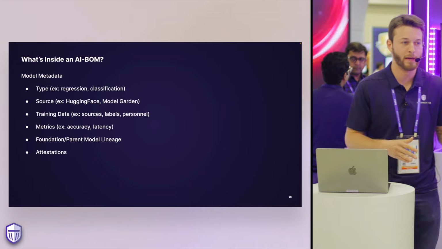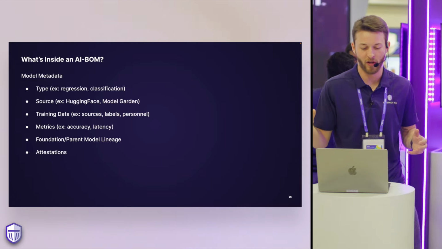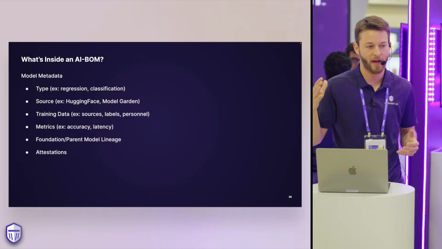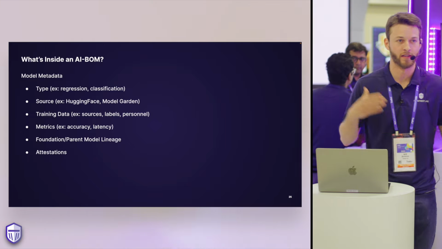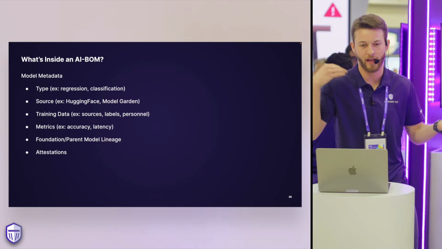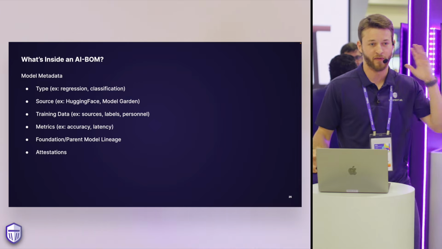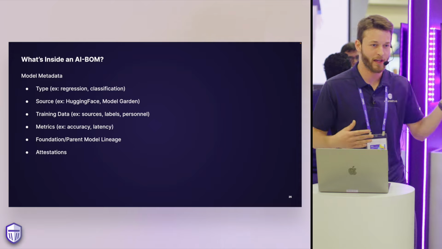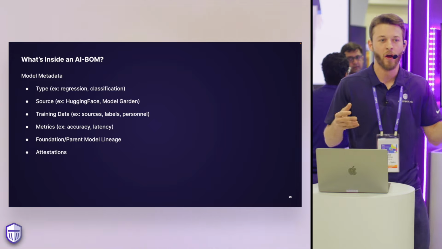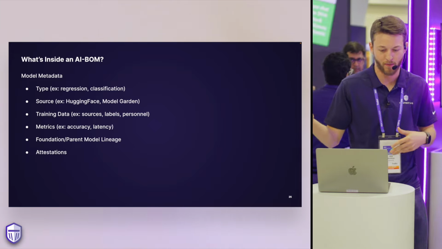So to go a little bit deeper into what would be in an AI bill of materials, you're going to have things such as what type of model is it? Is it a classification model, or is it a large language model? Where is the source of this model? Did you download it from Hugging Face, which we found, again, can have a lot of vulnerabilities? Or did you build it in-house or get it from somewhere else?